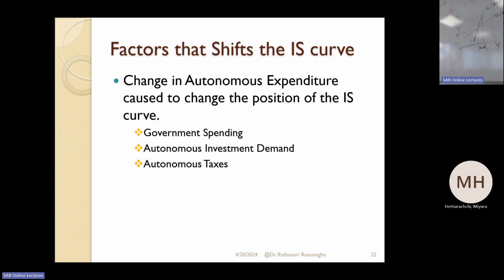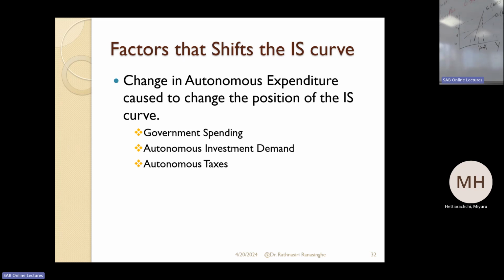Apart from that, we can take exports. That's also autonomous. And autonomous imports are also there. In an open economy environment, those are other factors. We are in a closed economy here, but if we take the open economy, we can identify other autonomous expenditure as well. Exports are entirely autonomous.